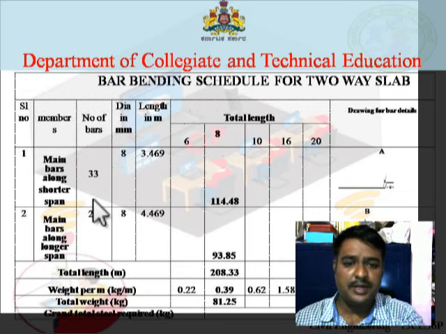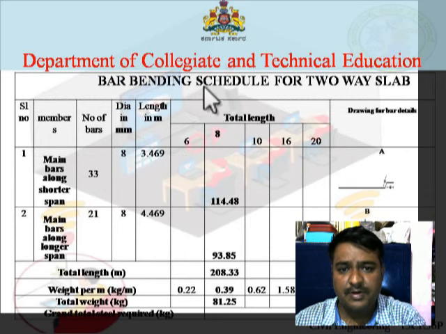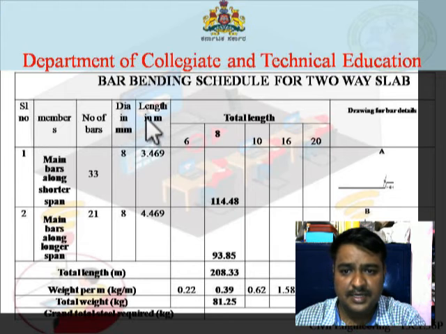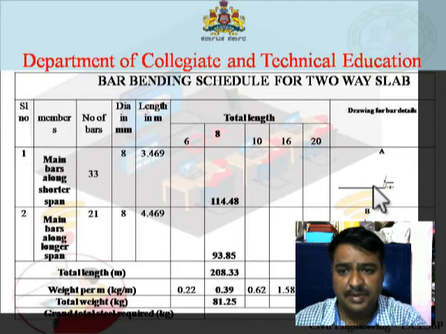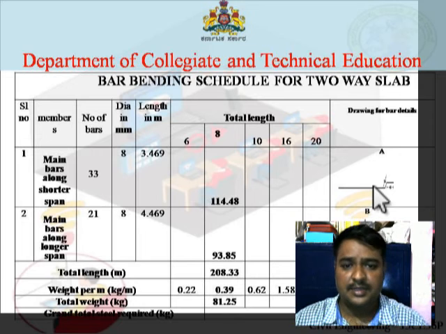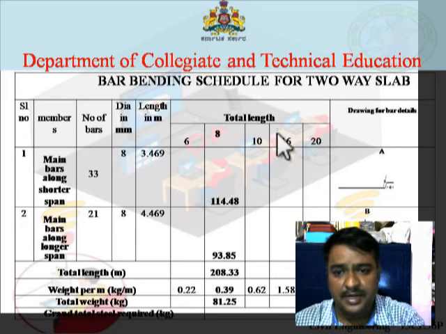So this is very important: bar bending schedule for two-way slab. It is a tabular form, contains serial number, members, number of bars, diameter of bars in millimeters, length of the bars in meter calculated, and the total length of the bar, and the bar details, drawing details of the members, main bar, bent up bar, like that. We will get all the drawing details also.